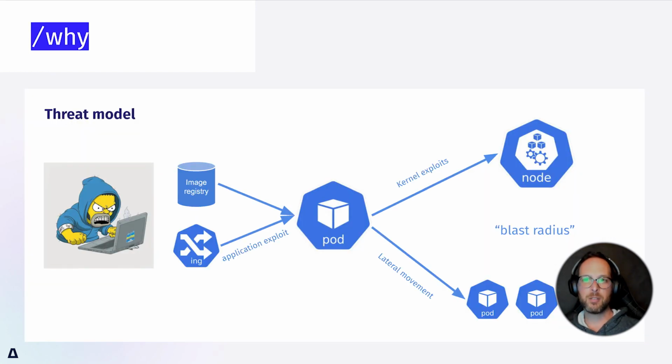So this is a typical threat model for Kubernetes clusters. Most of the time, pods can be accessed from the public internet by a service or an ingress, thus allowing them to communicate with the outside world. Another path of attack can be through the software supply chain via the image registry.